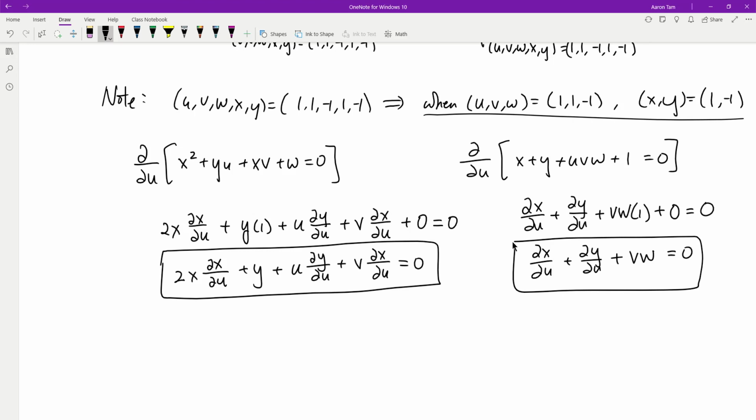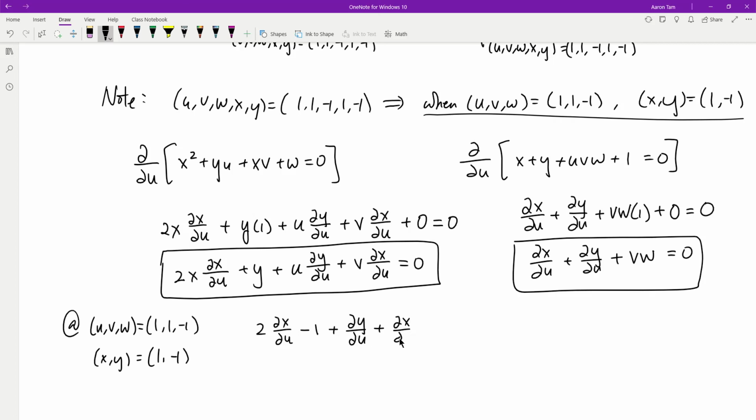Now, since the question did not ask for dx over du and dy over du as functions, but simply asked you to evaluate them, what I'm going to do is simply plug in all the numbers. So at uvw equal to 1, 1, negative 1, and xy equal to 1, negative 1, what do these two equations turn into? Well, the top equation becomes 2 dx over du plus y, which is negative 1, so minus 1, plus u, which is 1, so plus 1 dy over du, plus v is 1, so plus 1 dx over du equals 0.